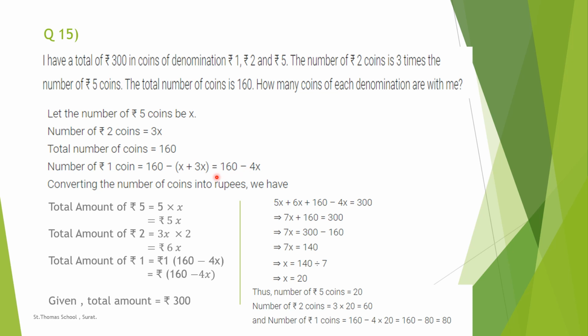Now 160 minus x plus 3x, that is 4x. Now we have to find the total amount of rupees 5. So 5 rupees x coins, so how much total amount? 5 into x, that is 5x. Now the total amount of rupees 2. How many 2 rupee coins? 3x. So 3x multiplied by 2, that is 3 2s are 6x. Now how much 1 rupee amount? Total how many coins? 160 minus 4x multiplied by 1, that is 160 minus 4x. It's clear?